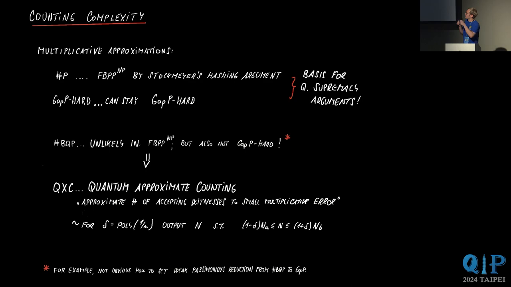And since we have this additional intermediate class of #BQP, multiplicative approximation seems to be unlikely to be in FBPP with NP oracle, because we don't know how to get Stockmeyer's argument for the class. At the same time, we don't know if it's as powerful as GapP, or even what exactly its relationship with GapP is, which leads to the definition of QXE, a quantum approximate counting class, which is the multiplicative approximation to the dimension of the subspace from which Merlin can choose his witnesses in a QMA protocol.